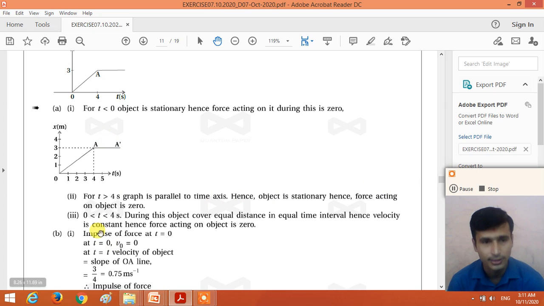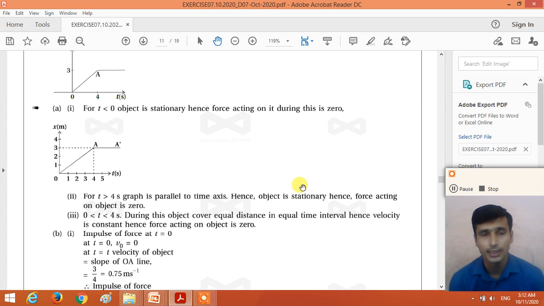Now in the third case, between 0 and 4 seconds, the object covers equal distance in equal intervals of time. Hence, we can say that the velocity of the object is constant. During t equal to 0 to 4 seconds, the graph is a straight line. When the position-time graph is a straight line, the object moves with uniform velocity, and then the acceleration of the object is 0, and if the acceleration is 0, the force acting on the object is 0.